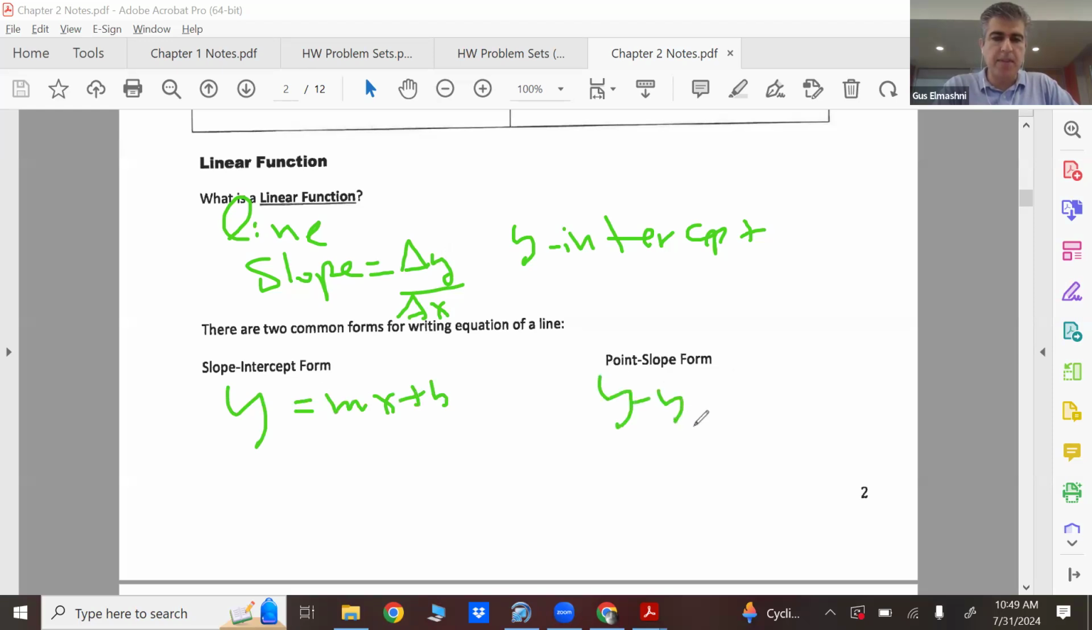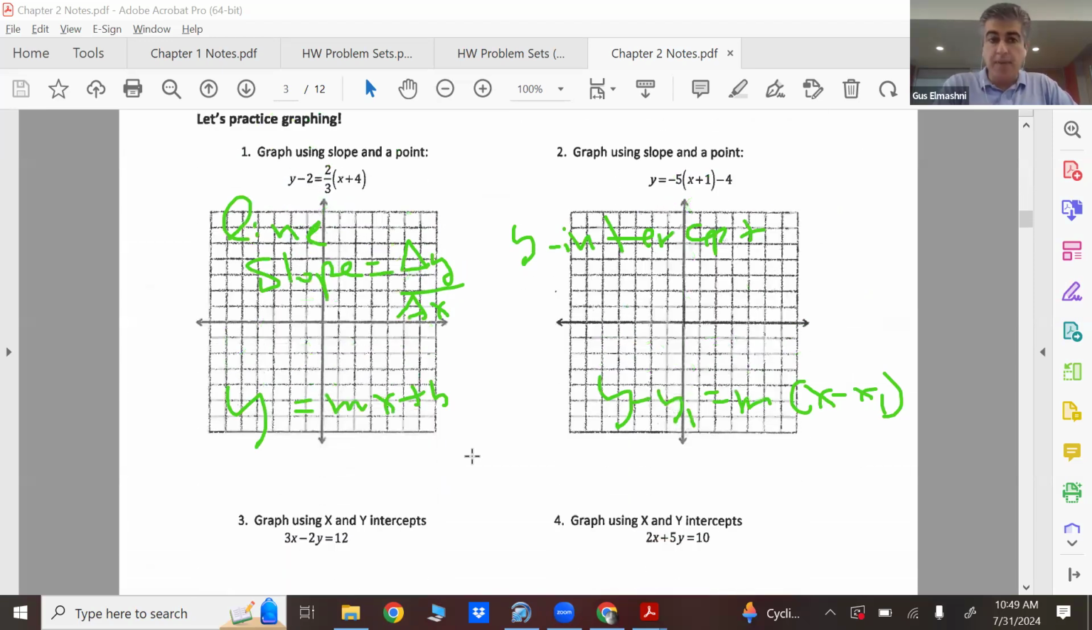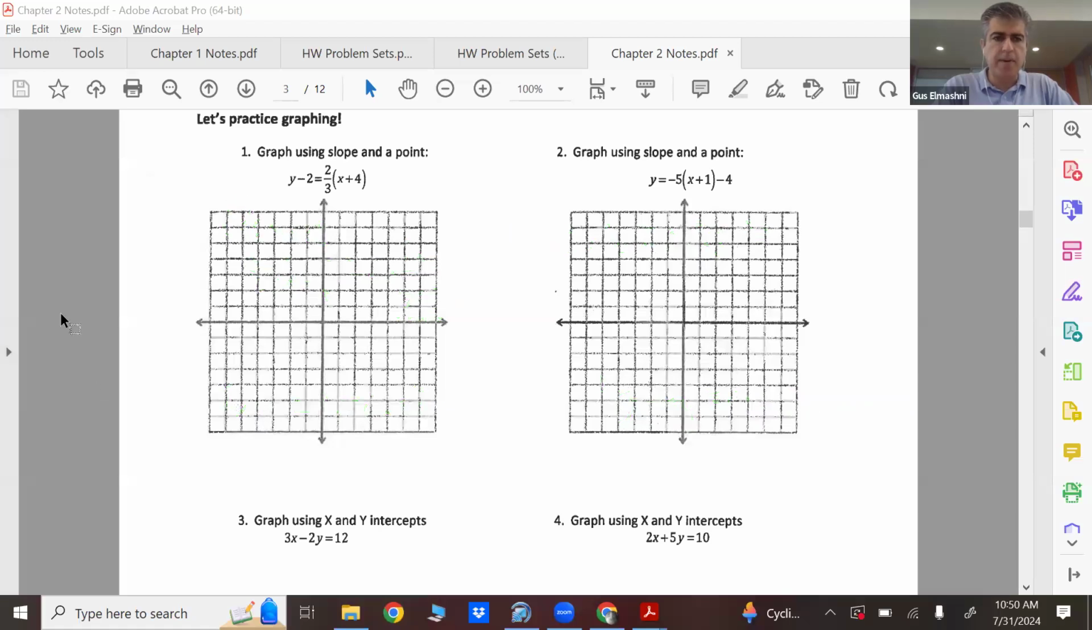And point slope will be this. That's actually a preferred way of writing a line, even though you might be more accustomed to y equals mx plus b. Point slope form, especially as we move on to calculus, is going to be the preferred form. We'll talk about graphing these lines, which shouldn't be too hard.